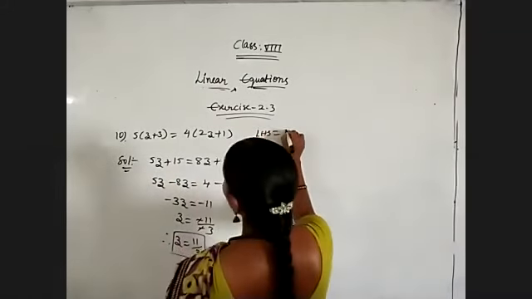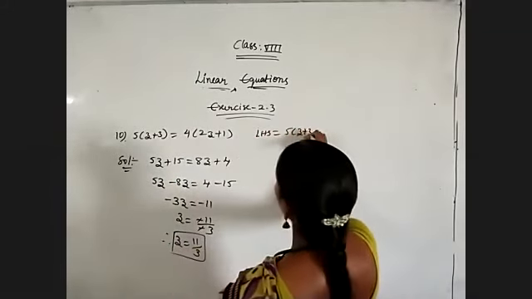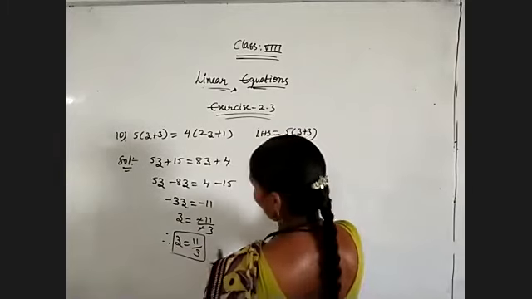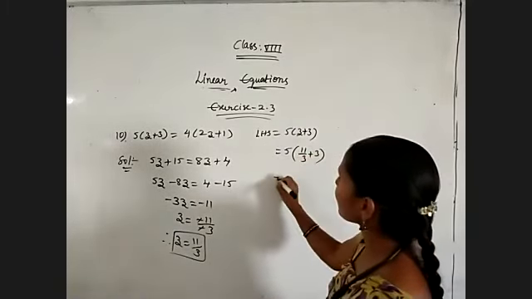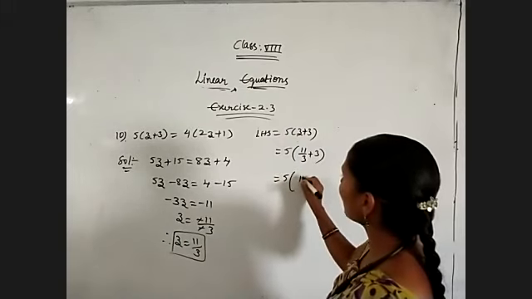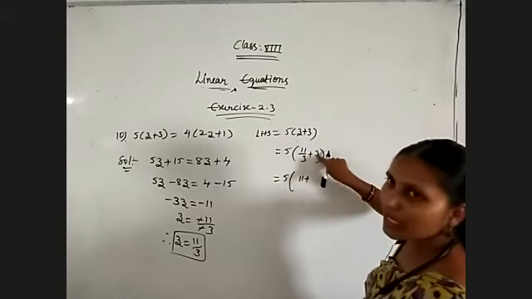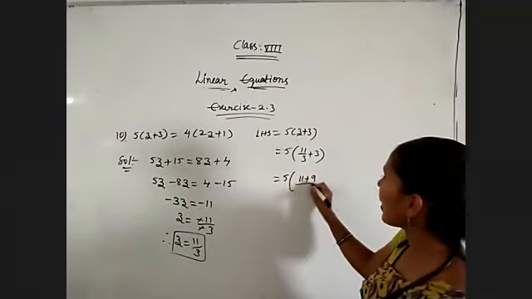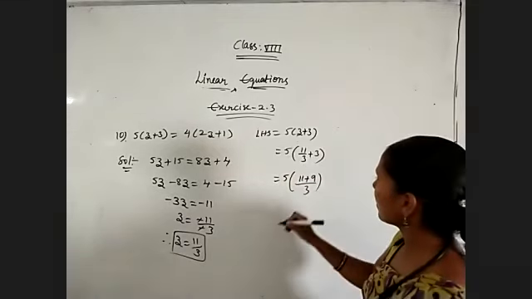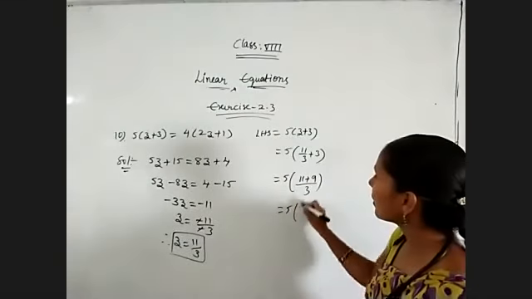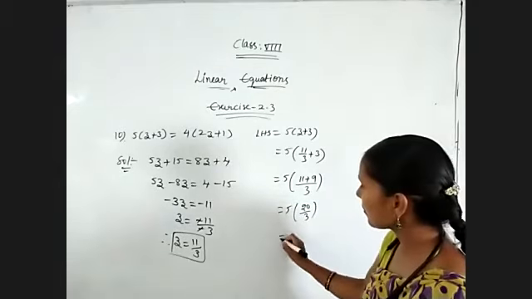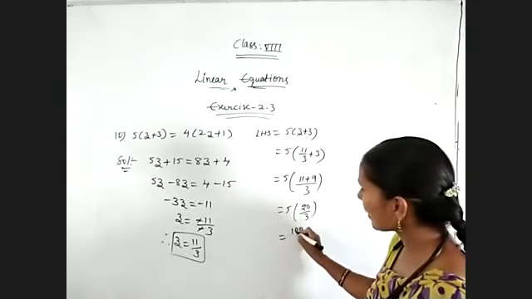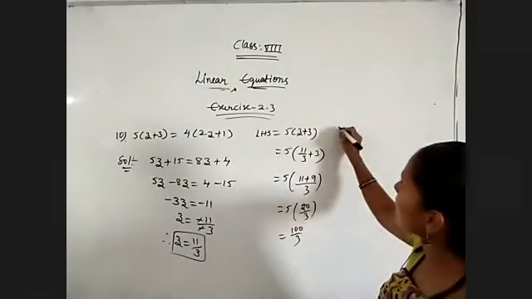LHS of the equation is 5 into z plus 3. So that is 5 into, z value we got 11 by 3, plus 3. 5 into 11 plus, go for cross multiplication, 3 3s are 9, by 3 1s are 3. So 5 into 11 plus 9, 20 by 3. So 5 20s are 100, 100 by 3, I got it for LHS.